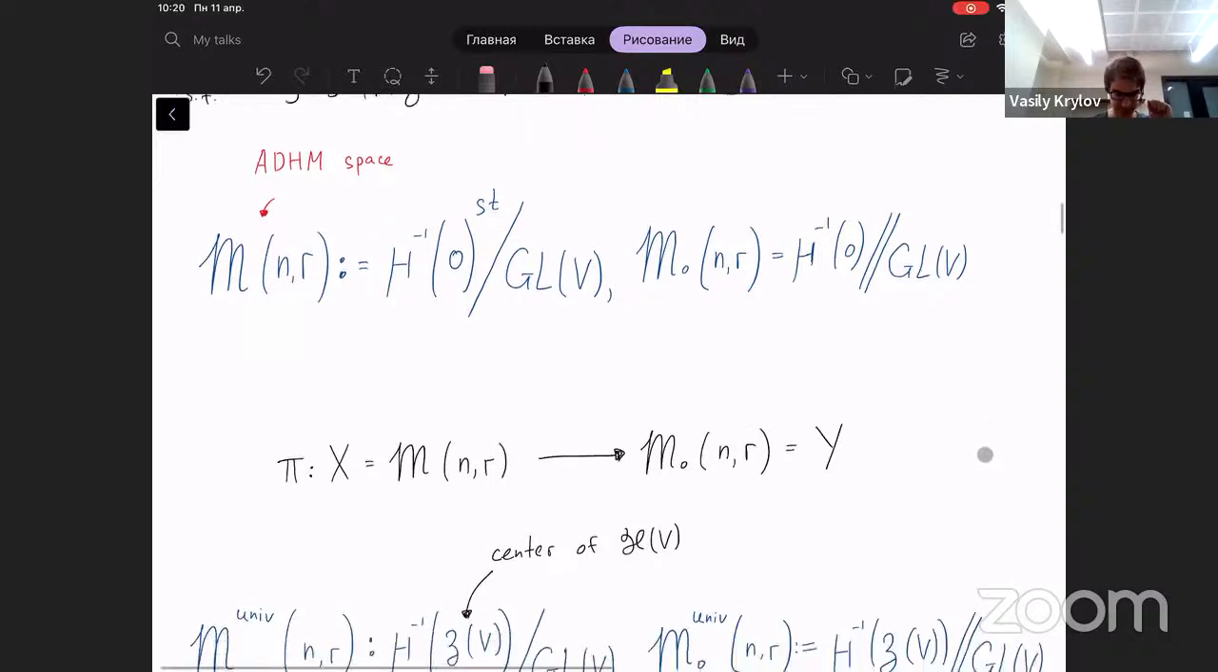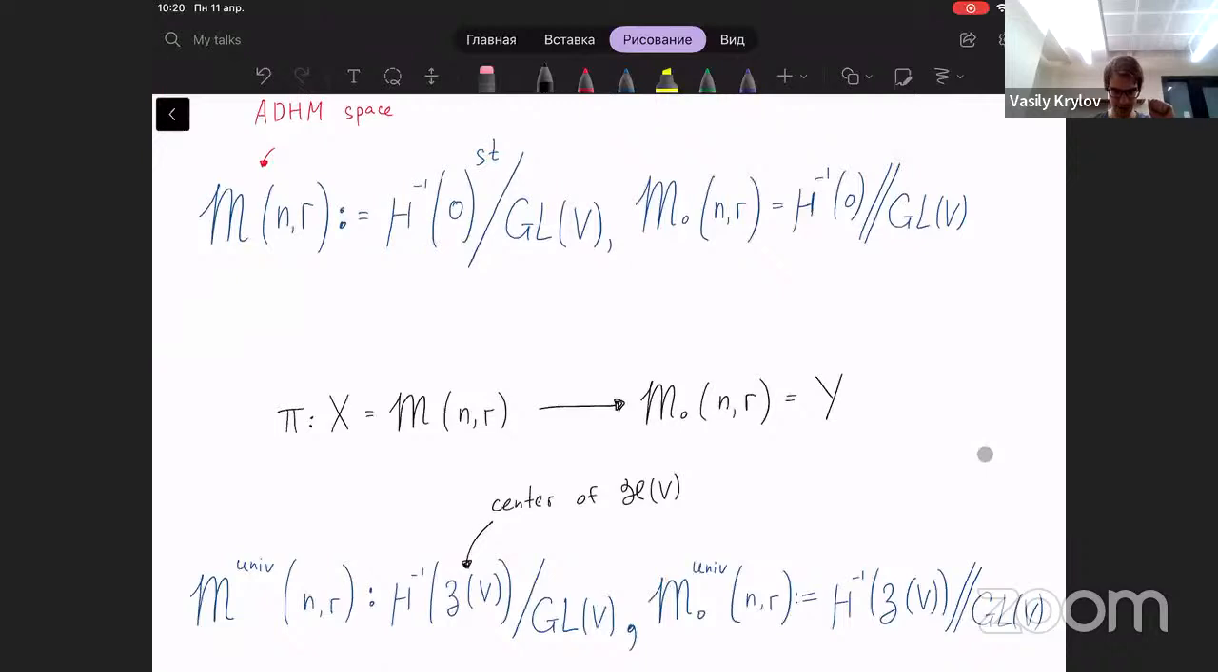Okay, great. And let me just mention that actually this construction using Hamiltonian reduction can be very, very naturally deformed as follows. We can consider the universal version of M and R and the corresponding universal version of M0 and R.